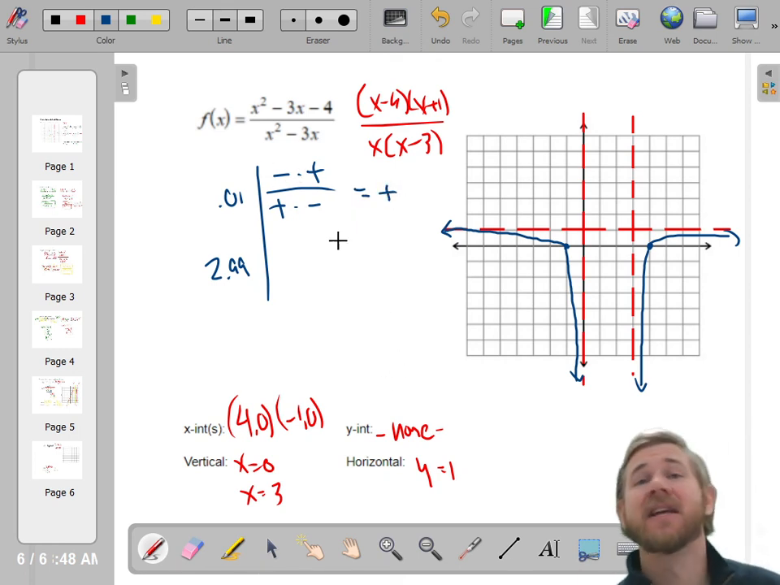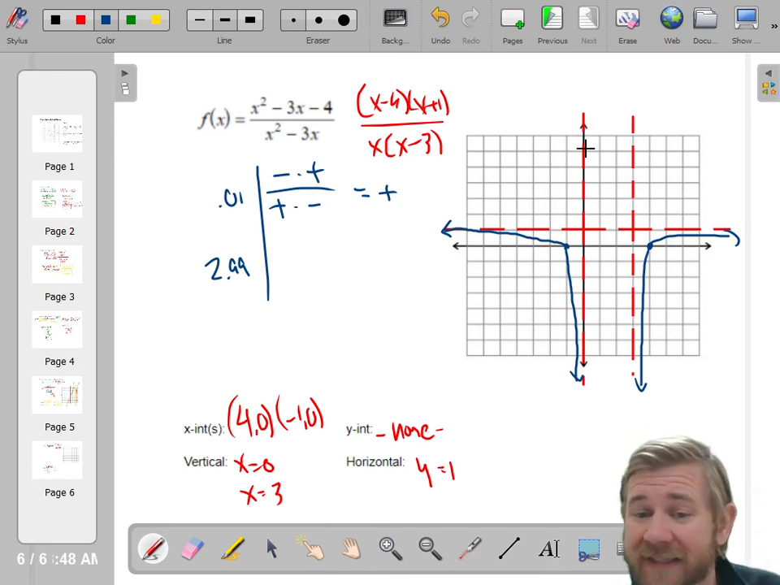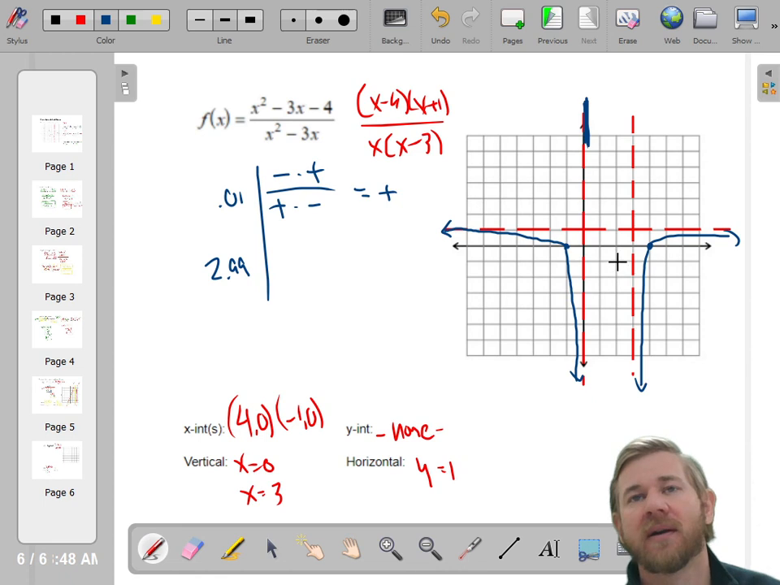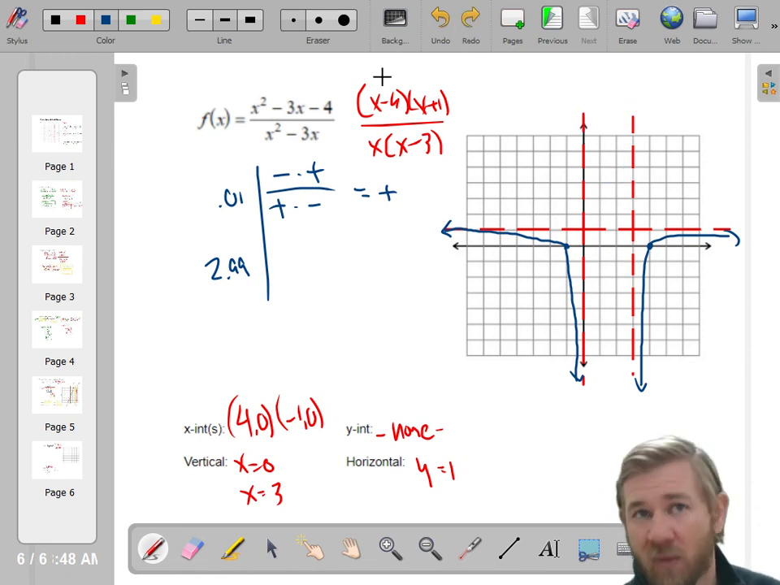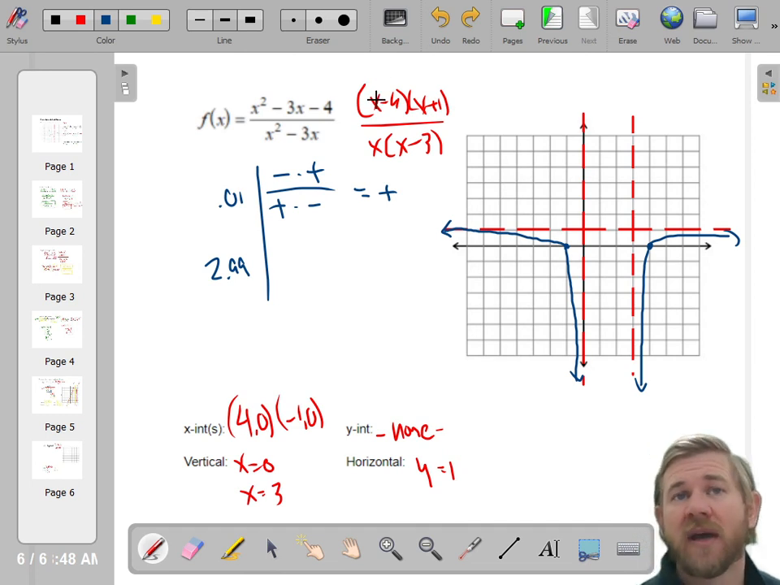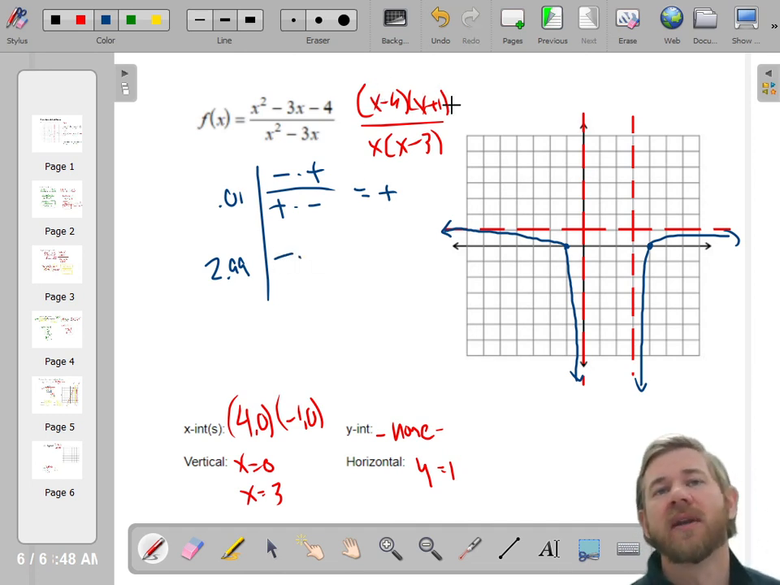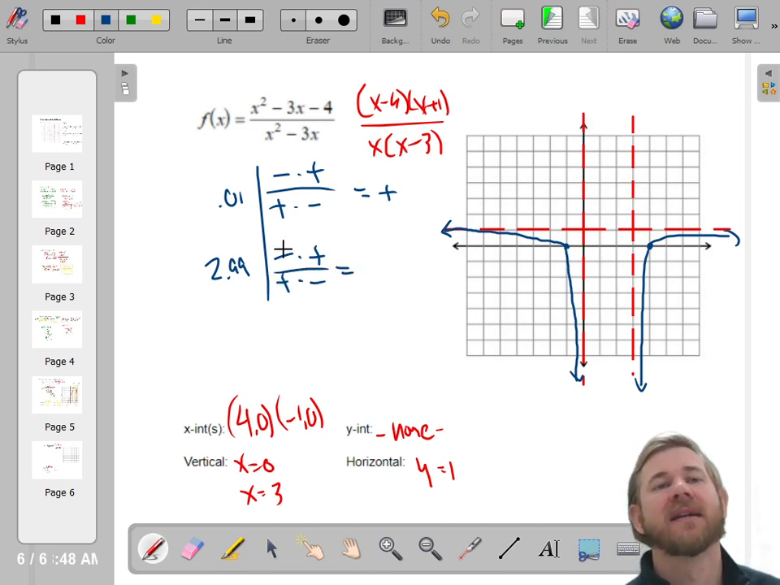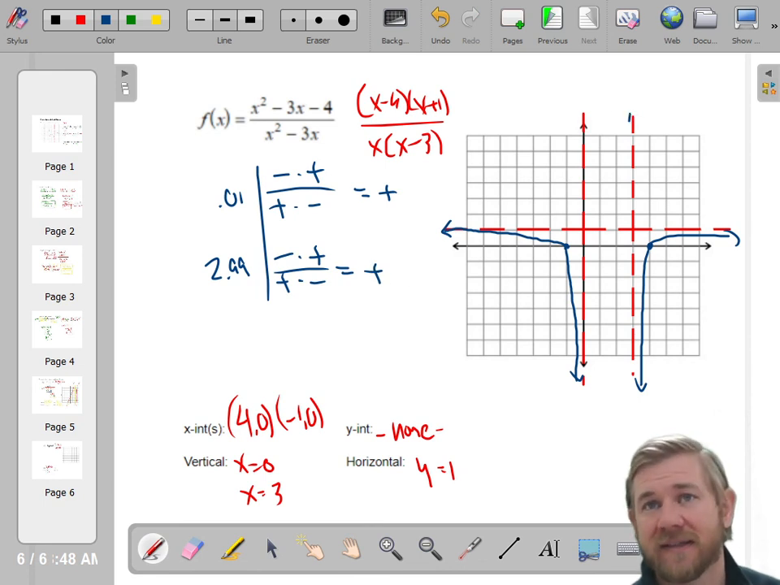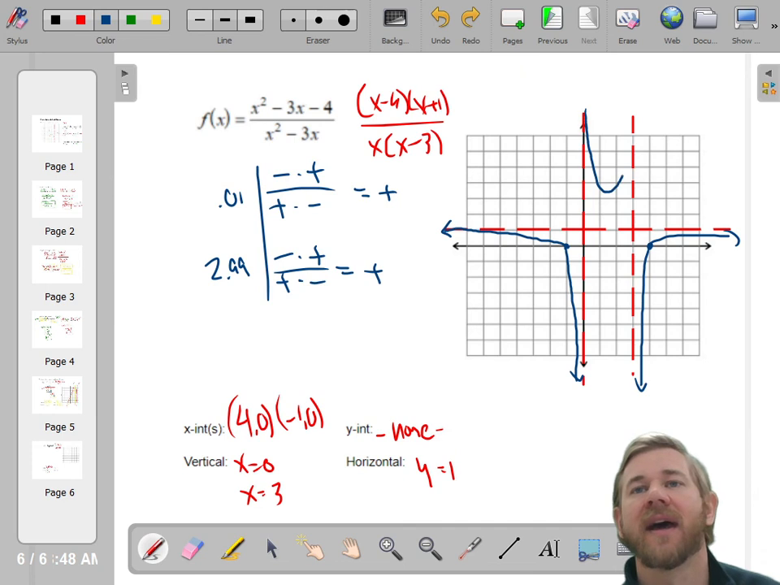That tells us that when you plug in a number a little bit bigger than this asymptote, you get a big positive number, which means the end behavior is going to be up here somewhere. So I think that means it has to do this, but let's just make sure. When we look at 2.99, 2.99 minus 4 is negative, 2.99 plus 1 is positive, 2.99 is positive, and 2.99 minus 3 is negative. So again, negative divided by negative is positive. Yes, it's up here. Positive, positive. So it's going to look something like that.